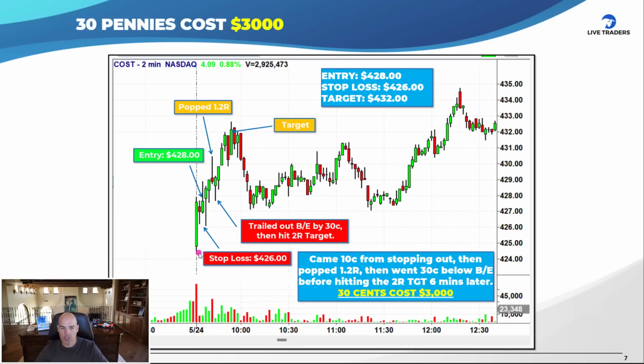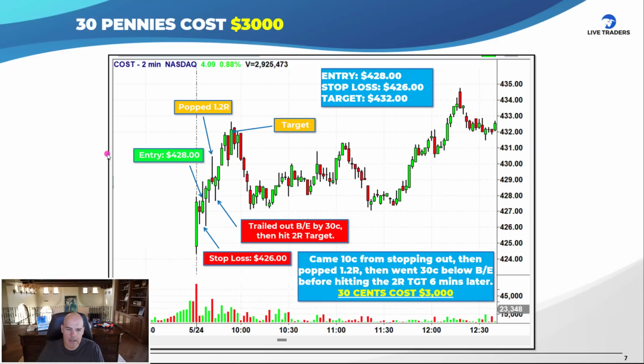So this thing popped, shook out, and then ripped. It went 1.2R, like $2.40 or something like that. And then stops me out at break even. I move my stop loss to break even after they go 1R. What happens? It goes 30 cents below break even, then hits the target at 432, chops around, and eventually went 5R, to like 437 or 438.